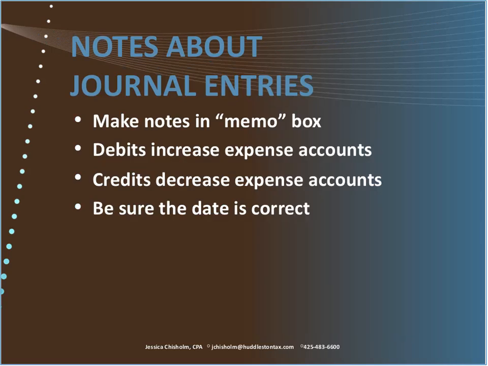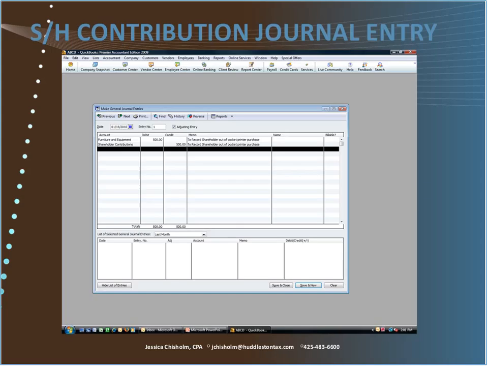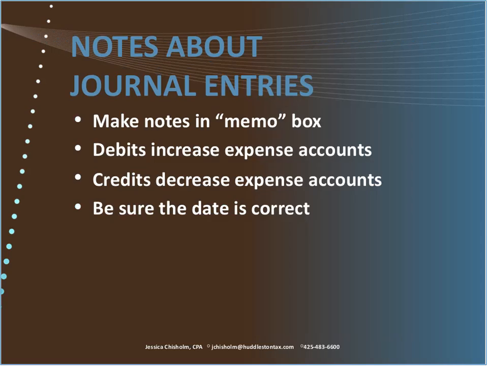Some notes about journal entries. Make sure to make notes in the memo box. If your CPA is doing your tax return, looking back at entries you made, it's nice to know exactly what those entries are for. Like in my prior example here, I wrote to record shareholder out-of-pocket printer purchase. So if your CPA was doing the taxes, they would know that this is for a printer and they need to capitalize that. Also, debits increase expense accounts and credits decrease expense accounts. It can get confusing as to whether an entry needs to be a debit or a credit. And also, like I was saying before, please make sure that the date is correct.